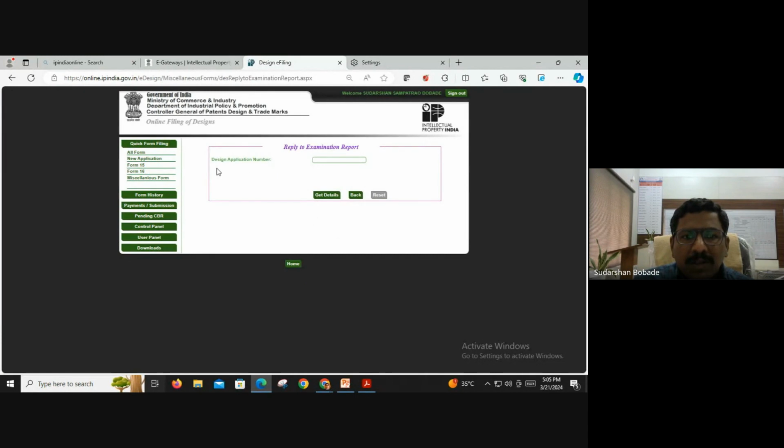Suppose there is one particular design application you have filed, you have to submit your number. Once you have submitted, then there will be a window. In that window, there is a provision to upload the necessary documents. So there is no need to go for offline examination. We can do this through this reply to examination under the miscellaneous form.